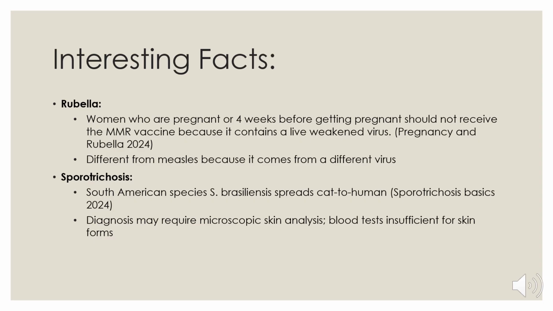Interesting facts about rubella are that women who are pregnant or 4 weeks before getting pregnant should not receive the MMR vaccine because it contains a live weakened virus, and it is different from measles because it comes from a different virus. Interesting facts about sporotrichosis is that the South American species S. brasiliensis spreads cat to human, and diagnosis may require microscopic skin analysis or blood tests for insufficient skin forms.